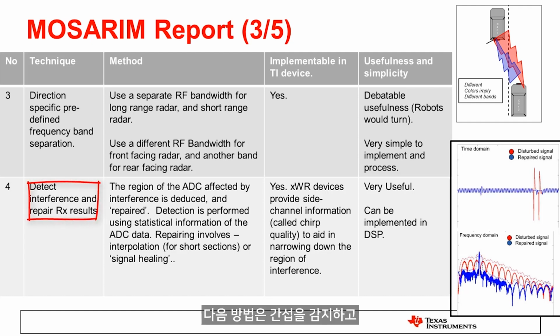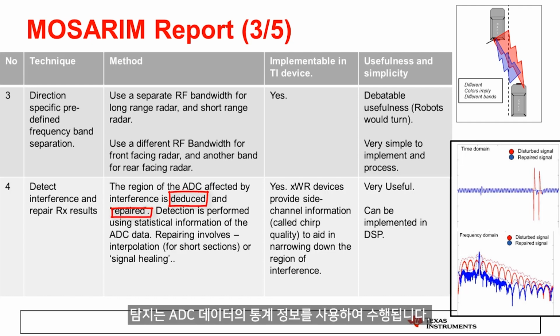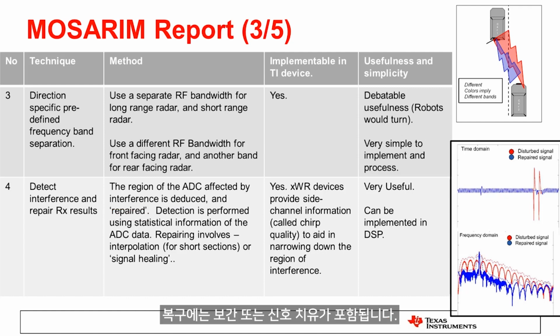The next method involves methods to detect interference and repair ADC data. The region of ADC data affected by interference has to be deduced and repaired. Detection is performed using statistical information of the ADC data. Repairing involves interpolation or signal healing. This method is implementable in TI devices. AWR and IWR devices provide side channel information called chirp quality that aid in narrowing down the region of interference. This is a very useful method for interference mitigation and can be easily implemented on the DSP.